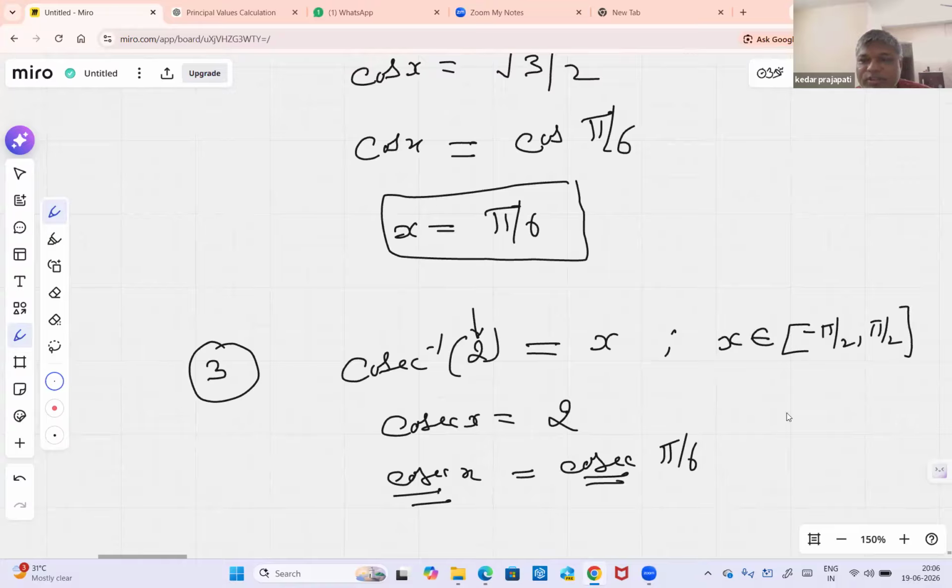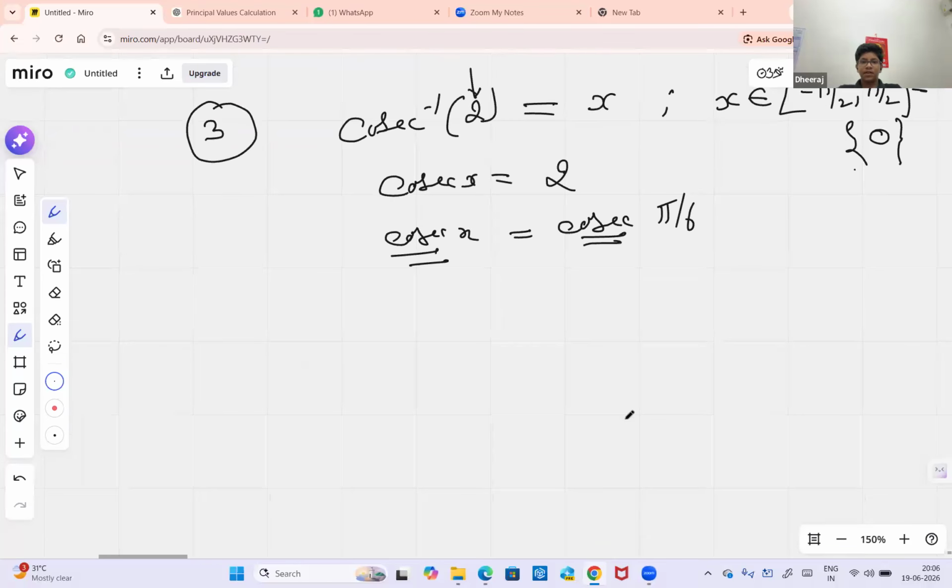But we are writing for cosecant. So in which places is sine 0? Sine is 0 at 0. So that point will be excluded. Correct? Yes, sir. So this is how you just remember 3. The rest 3 will automatically come with practice.